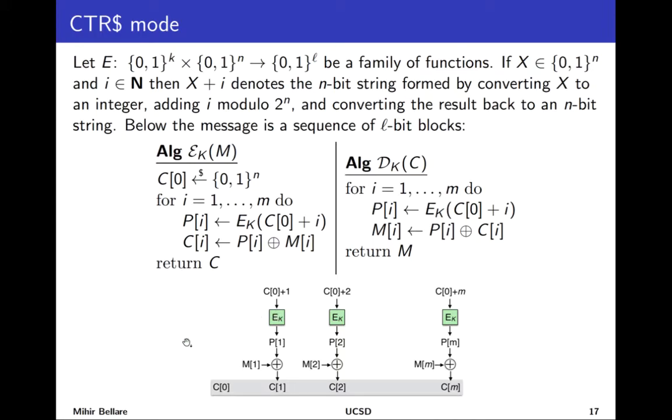Another small thing that might be worth noting is that the messages have length, message blocks rather, have length L. So their length is the output length of the family of functions. These blocks also have length L each, so each of C1 through Cm has length L. This block has length N, not L. It's of this length over here. So in this ciphertext, not all blocks have the same length. Okay?